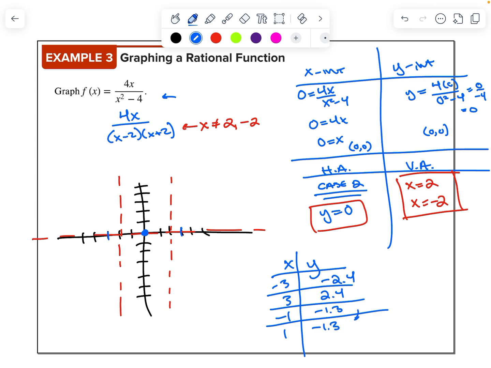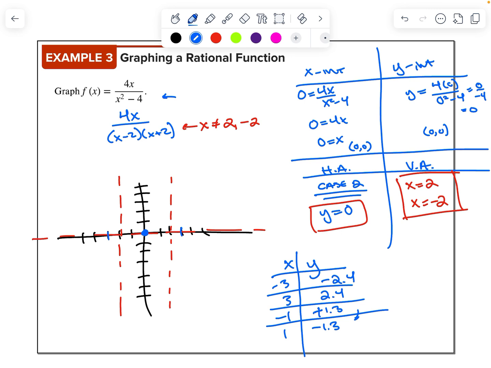I think I did one of these wrong. I need to type those back in real quick. Positive 1, negative 1, negative 1. I get a positive 1.3. Okay, I knew that looked a little fishy.